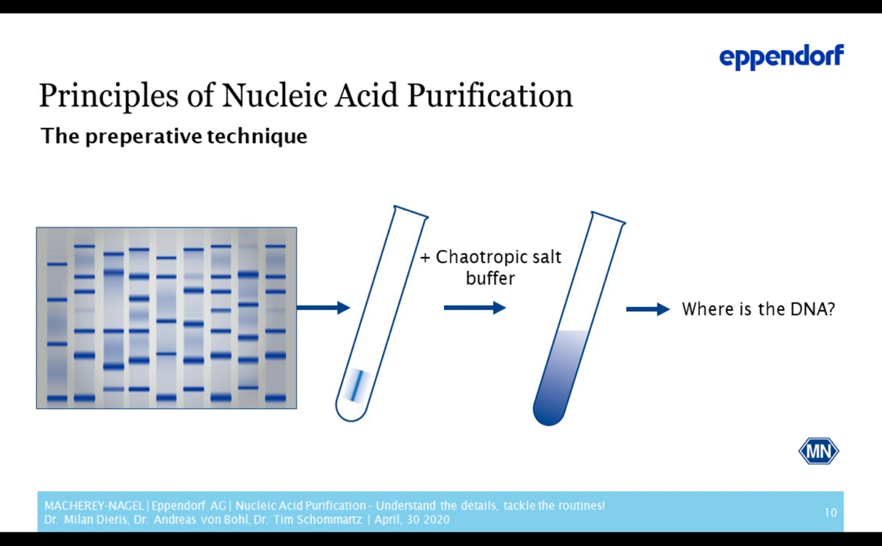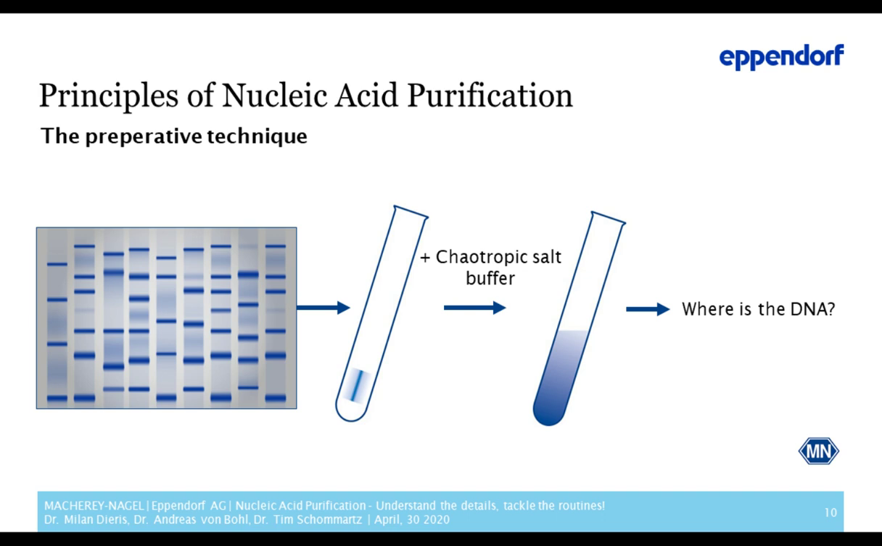They tested a lot of different buffers that were able to dissolve gel pieces. And with one buffer composition, namely a buffer that contained chaotropic salt in high concentrations, they were indeed able to dissolve the gel. And when they tried to precipitate the DNA again in the solution, the DNA seemed to have vanished. So there was no pellet of DNA. It was not in the solution.